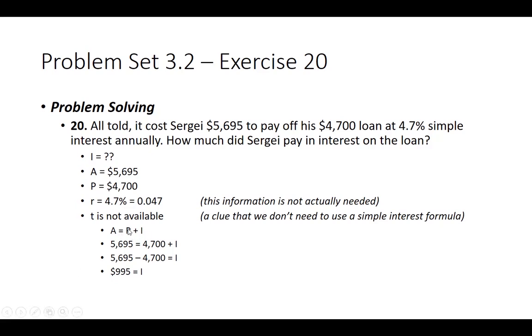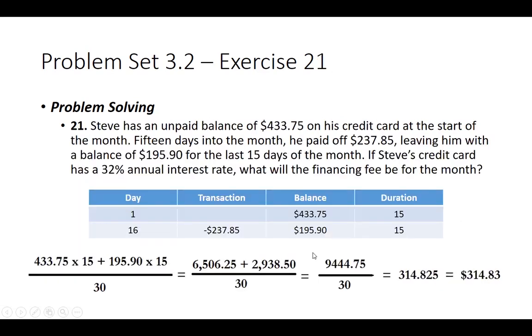Instead, we could use our formula that the payoff is the principal plus the interest. A equals P plus I. We have A and P. We're looking for I, so plug in what we know. 5,695 equals 4,700 plus I. Solve by subtracting 4,700 from both sides, and 5,695 minus 4,700 is 995. So Sergey paid $995 in interest.